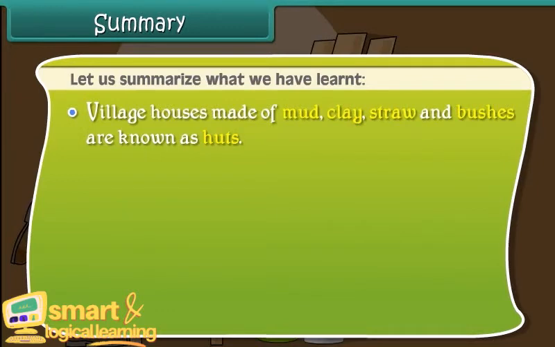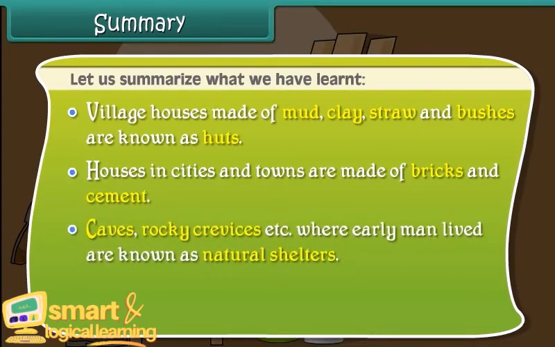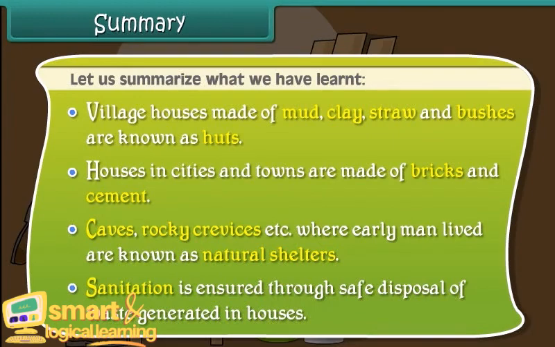Village houses made of mud, clay, straw and bushes are known as huts. Houses in cities and towns are made of bricks and cement. Caves, rocky crevices, etc., where early man lived are known as natural shelters. Sanitation is ensured through safe disposal of waste generated in houses.